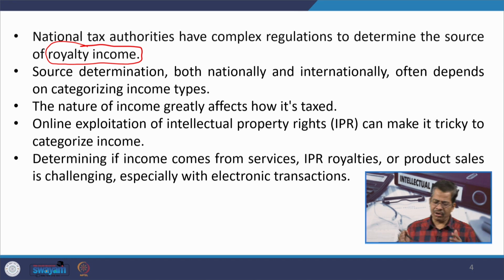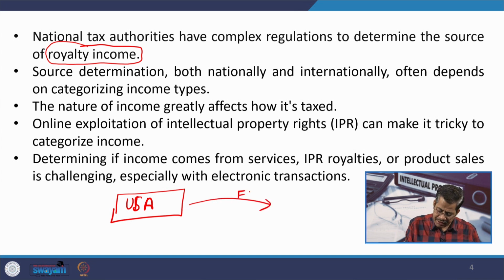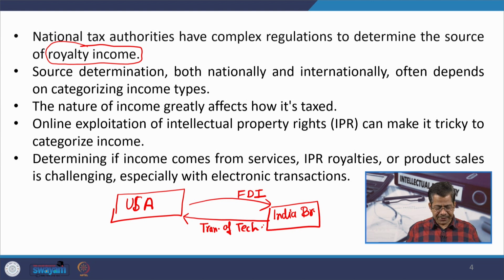How this royalty income comes, because we have already understood how things are happening in terms of IP commercialization. Let me tell you that you are a company based in USA. Now, you have done some kind of FDI, foreign direct investment, and you open your India branch. Now, India branch wants to manufacture the same products which you are manufacturing in USA, and for that purpose this India branch requests you for transfer of technology. So, you have transferred some know-how, some technologies to your India branch, so that India branch can manufacture those products that you are manufacturing in USA.